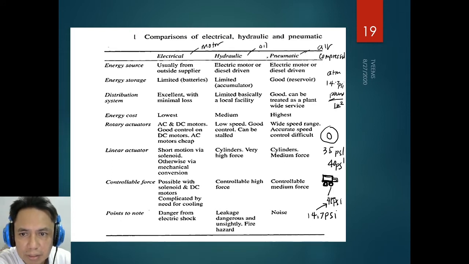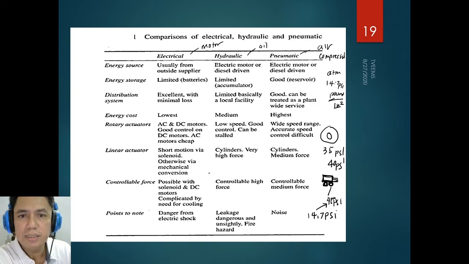So we have here the three drives: electrical, hydraulic, and pneumatic. Then we have to evaluate this one by one in terms of energy source.